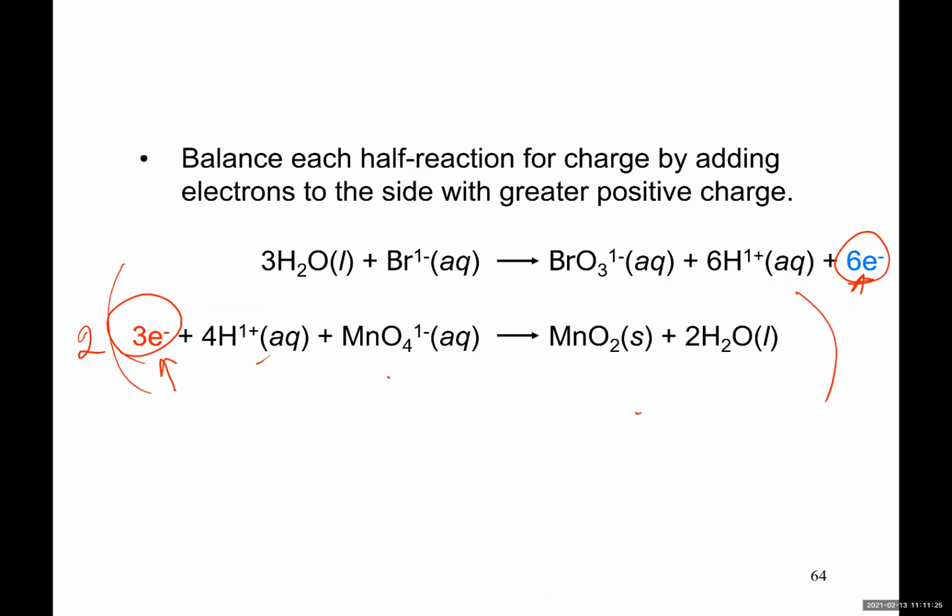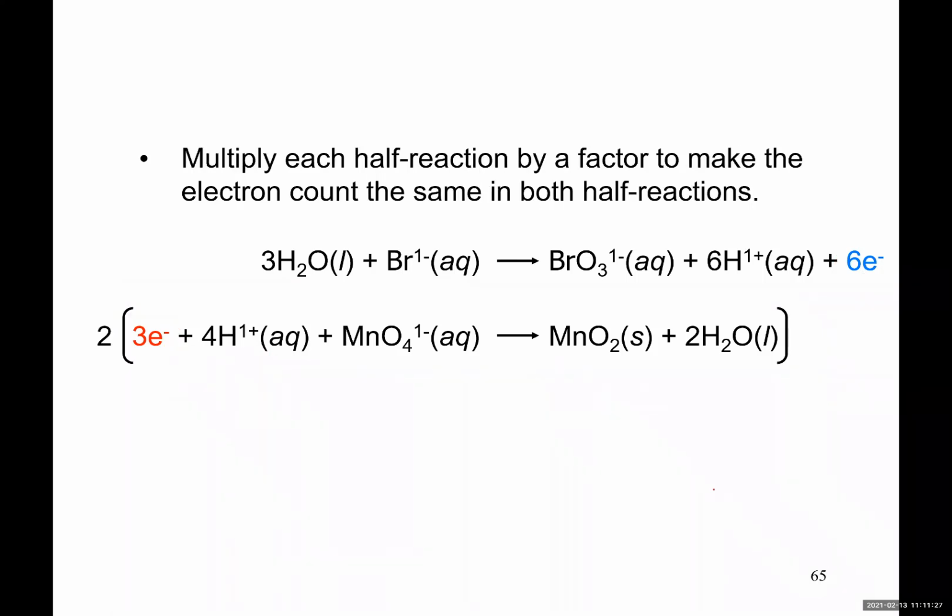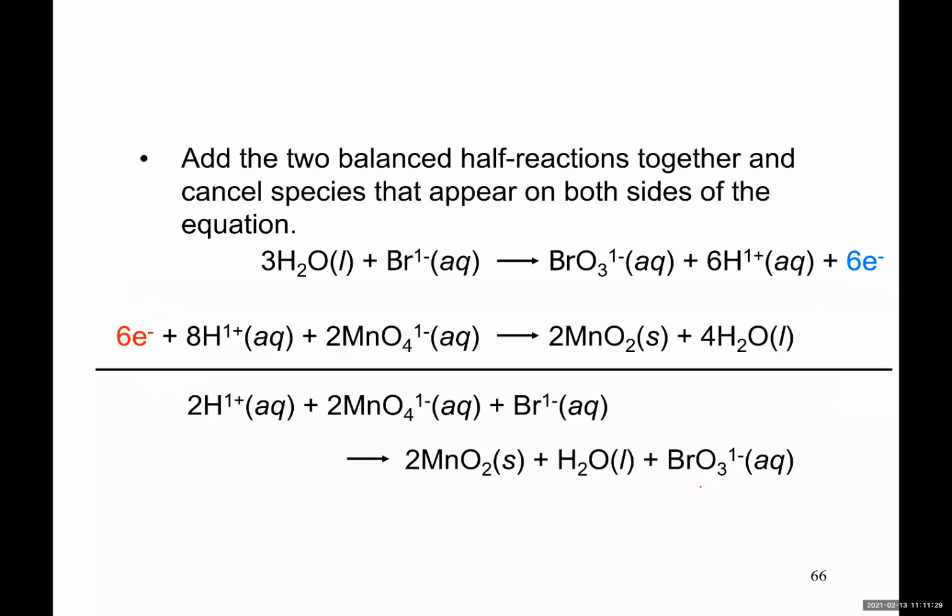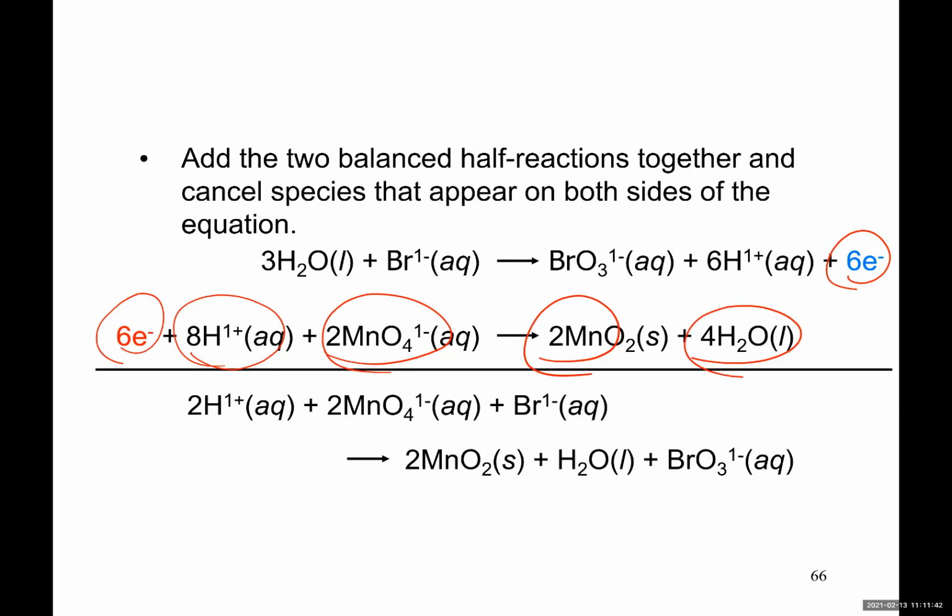And if I multiply the bottom half reaction by 2, do I get 6 electrons here? 6 electrons. All other atoms are doubled as well. And now I have to add them together and I have to make sure electrons cancel each other, because there are no leftover electrons in chemical reactions.